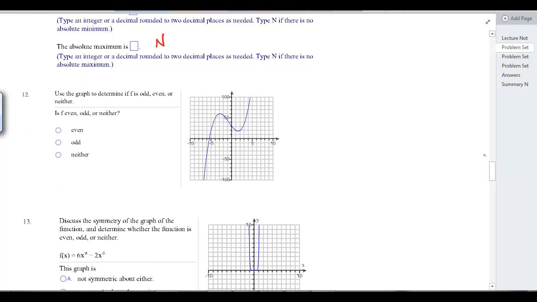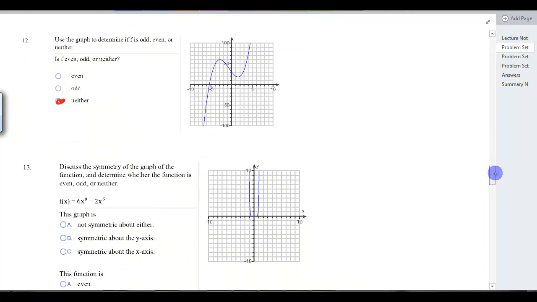Now we're going to look at some graphs and tell whether they are even, odd, or neither. So on this one, this is not symmetrical about the y. It's not symmetrical about the origin, so this one is going to be neither.